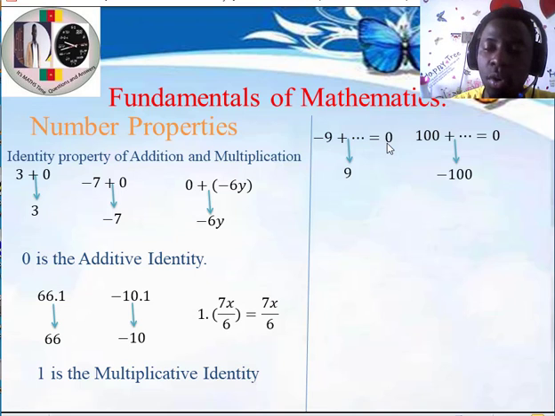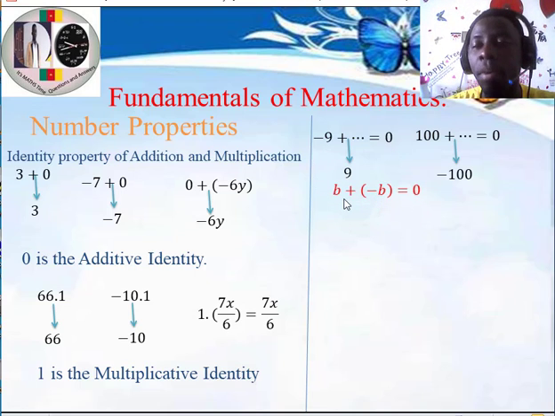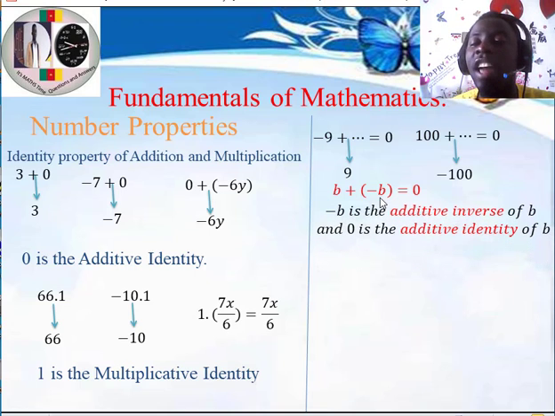So we can conclude that b plus minus b is equal to 0, where b is any number except 0. So b plus minus b is equal to 0. Now what is b? b is a number. What is minus b? Minus b is what we call the additive inverse of b, and 0 is what we call the additive identity of b.